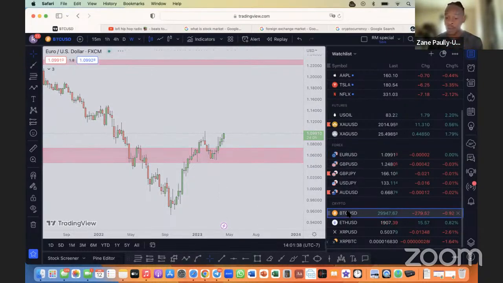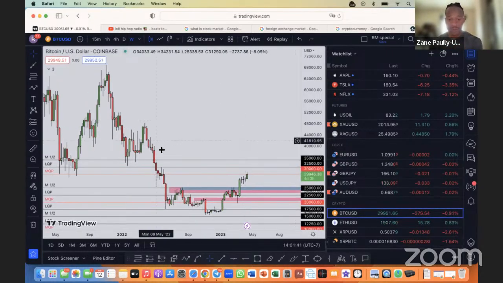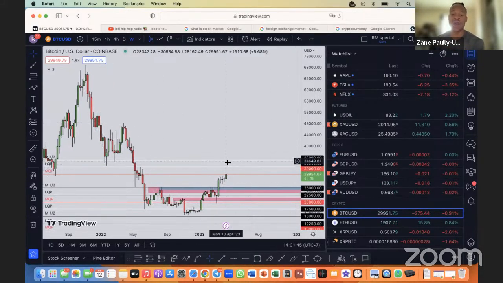And last but not least, we have cryptocurrencies. Let's go to Bitcoin, right? So this is just a way for people to say, okay, look, price right now is at 29,000. When do I want to buy or sell? And you know what the good thing about this is?